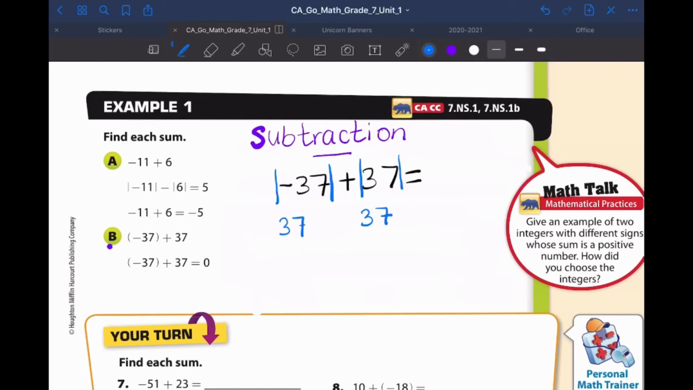Okay. However, for this strategy, I am changing the sign to subtraction because that is the strategy that I'm using. So the absolute value 37 minus the absolute value 37 gives me 0. And in this case, 0 doesn't have a positive or a negative value, so we don't have to add that sign in front of it.